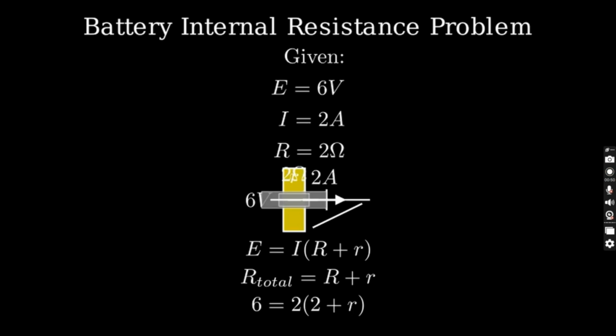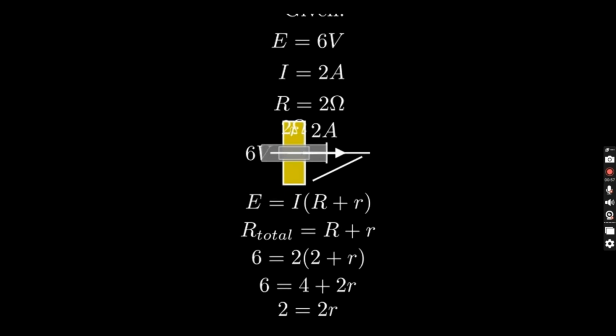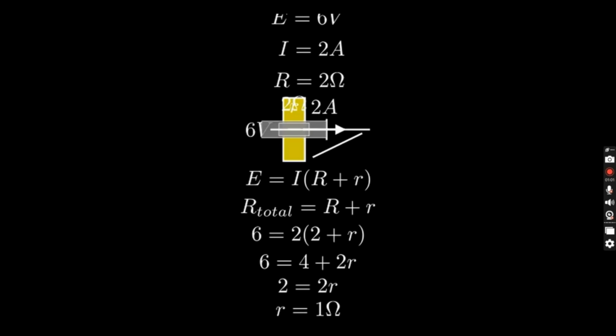Let's solve this equation. First, distribute the 2. 6 equals 4 plus 2R. Subtract 4 from both sides. 2 equals 2R. Finally, divide both sides by 2. R equals 1 ohm.